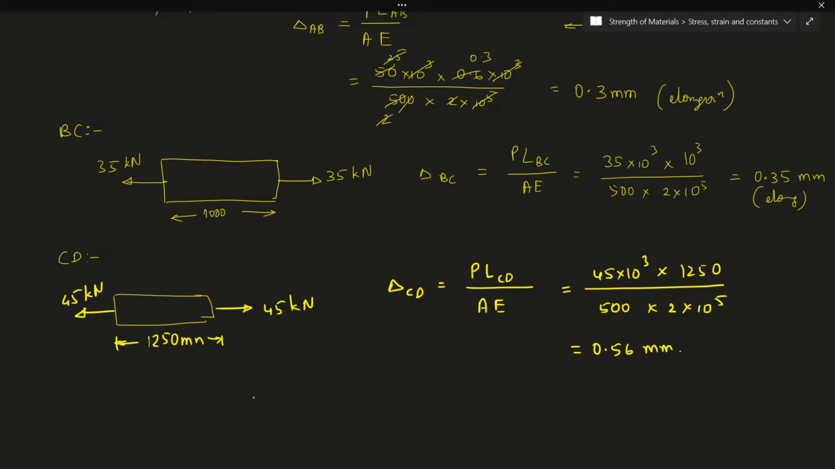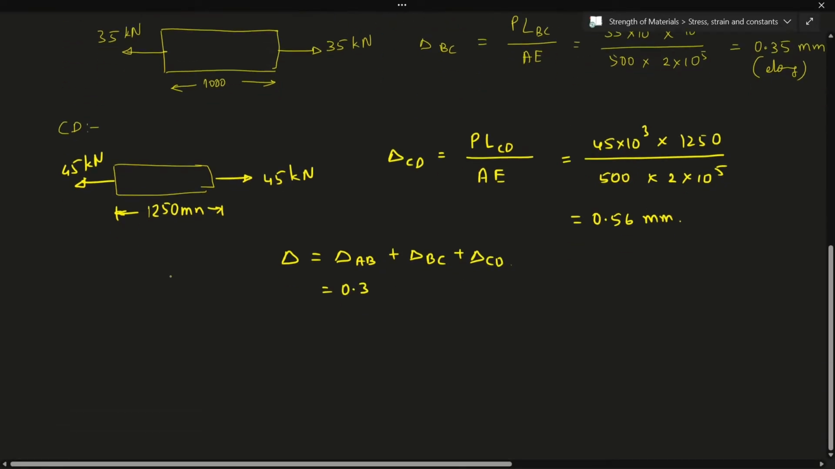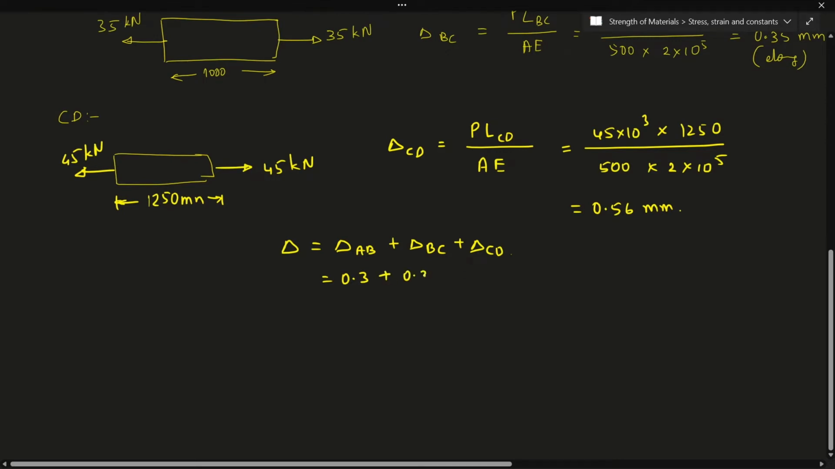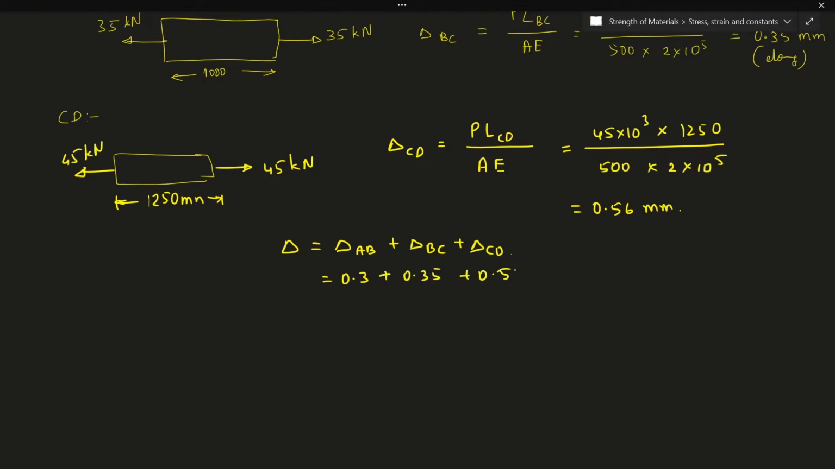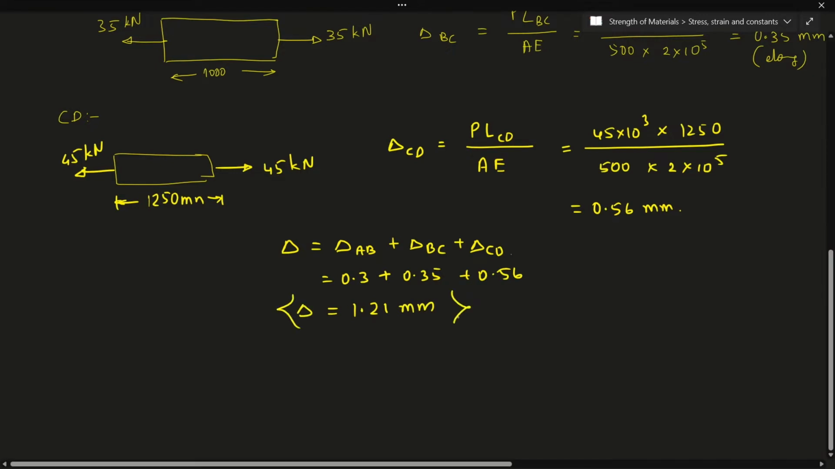Now according to principle of superposition, what does that say? It says that the total elongation of the body will be equal to the individual elongations of each portion. So delta of the total body will be equal to delta AB plus delta BC plus delta CD, which is nothing but 0.3 plus 0.35 plus 0.56. Note that all of these portions are in tension, so all of these three portions are elongated. So if I just add all of these up, I'll be getting 1.21 mm as the total elongation of the body. Right.